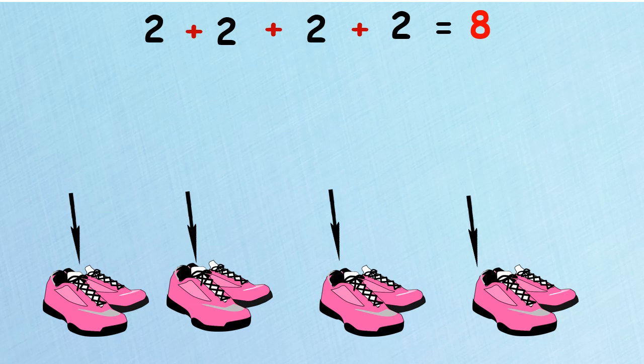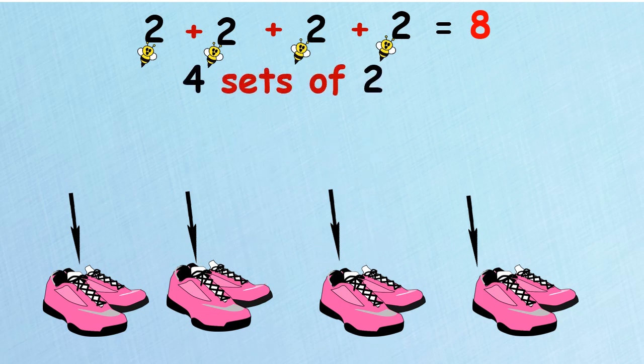Now how many sets of 2 do we have? We have 1 set of 2, 2 sets of 2, 3 sets of 2, 4 sets of 2. So we have 4 sets of 2. And we are going to replace the words sets of with the multiplication sign. So 4 sets of 2 is the same as 4 multiplied by 2, or 4 times 2. And the answer is 8.